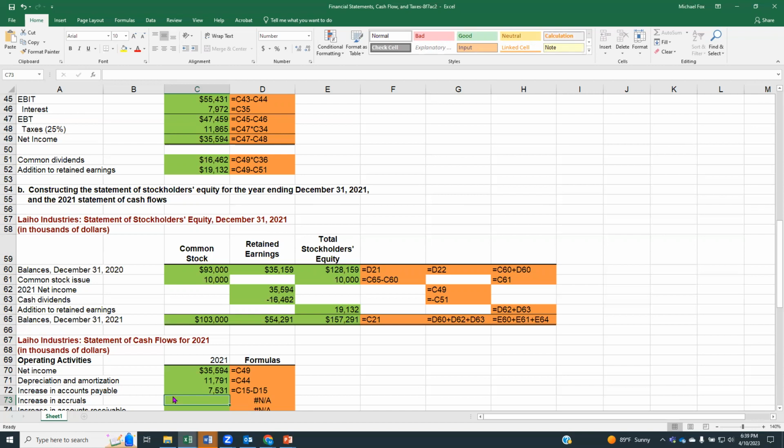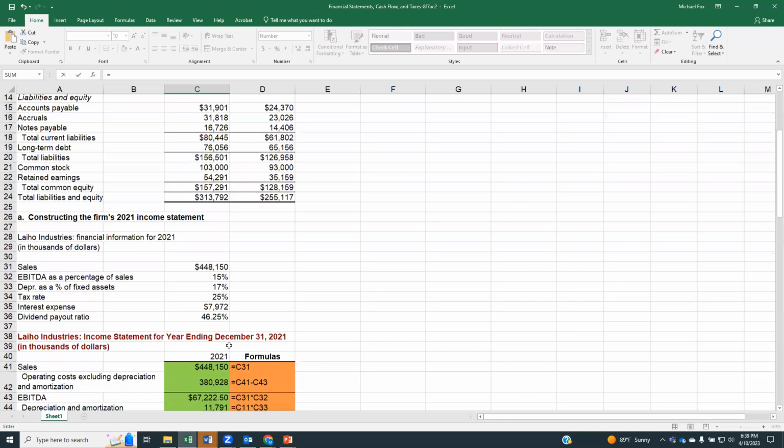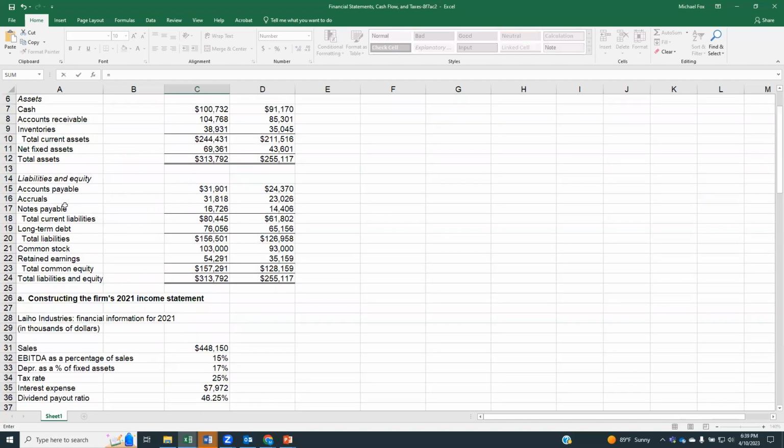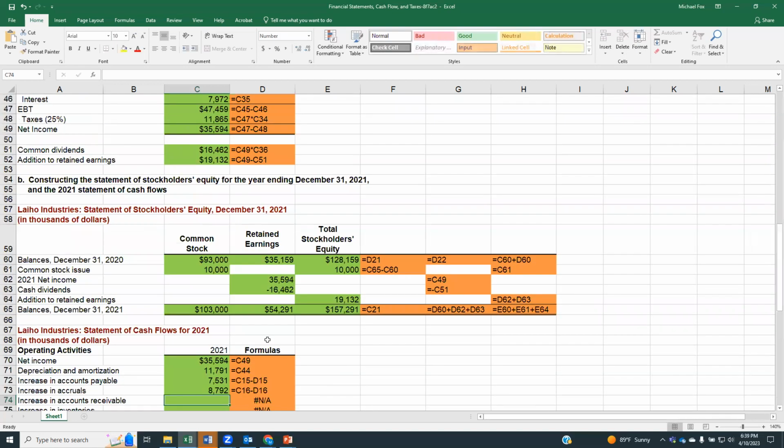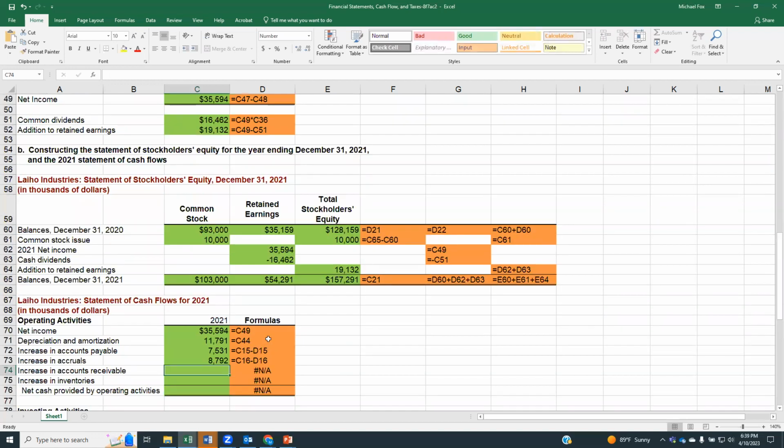Increase in accruals, same thing. I'm going to scroll up to my balance sheet. I'll find accruals under the liabilities and do this year minus last year. So same thing, my accruals increase, so I'm adjusting my cash up. So now I have my accounts receivable and inventories. These are both assets. So for these, I'm going to say equals, and then I'm going to put a minus sign because I'm going to do these the opposite. So if my assets go up, I'm going to decrease my cash. And if my assets go down, I'm going to increase my cash. And I'll explain why in a minute.